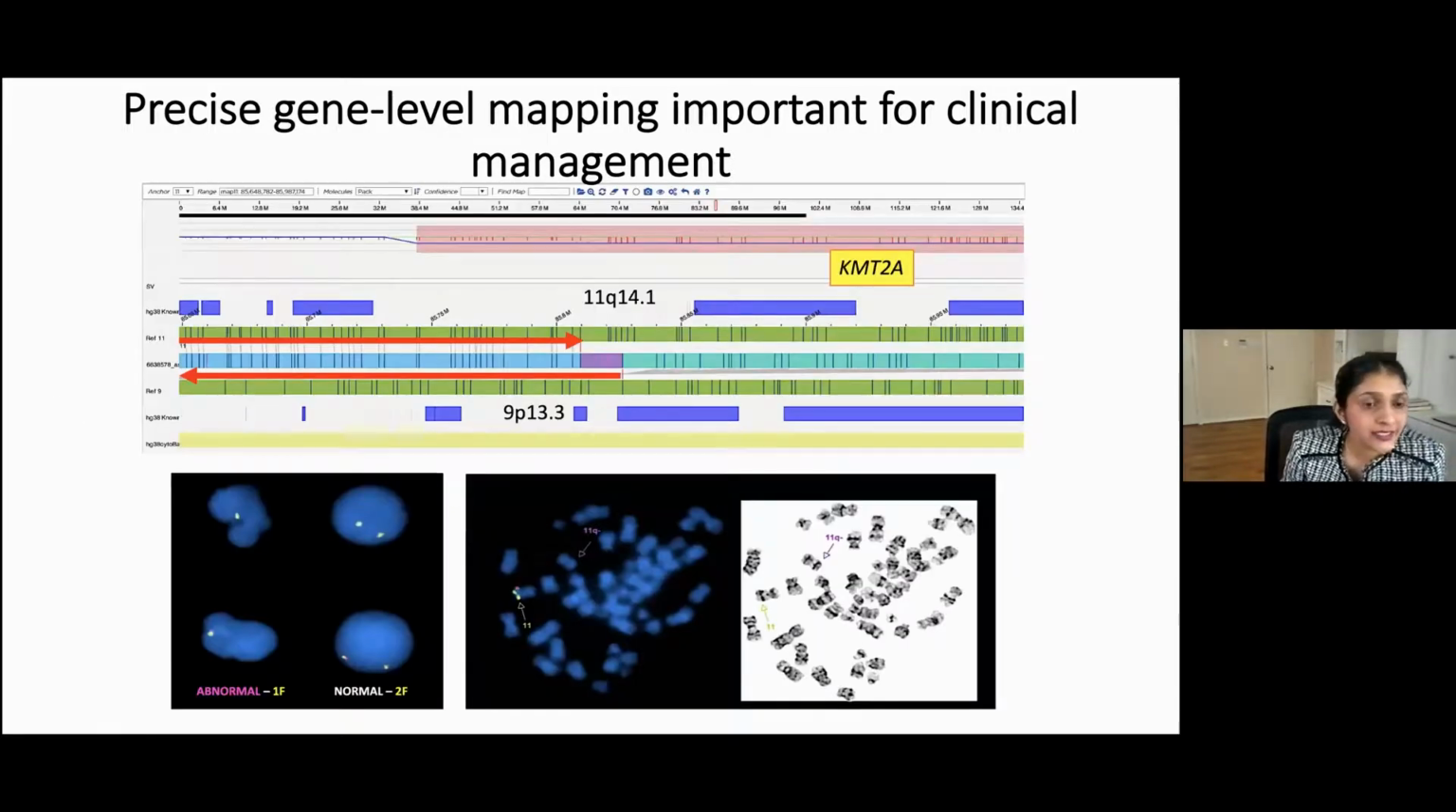Now, similarly, this is another MDS case which had a translocation 9;11 that was detected by conventional karyotyping. By OGM, in addition, we were able to identify a large deletion involving chromosome 11, and that encompassed the MLL or KMT2A gene. And this we were able to confirm by FISH and mapback FISH as well.